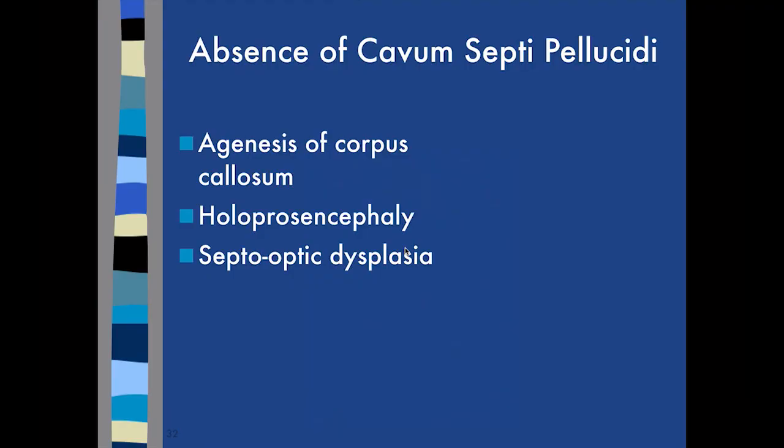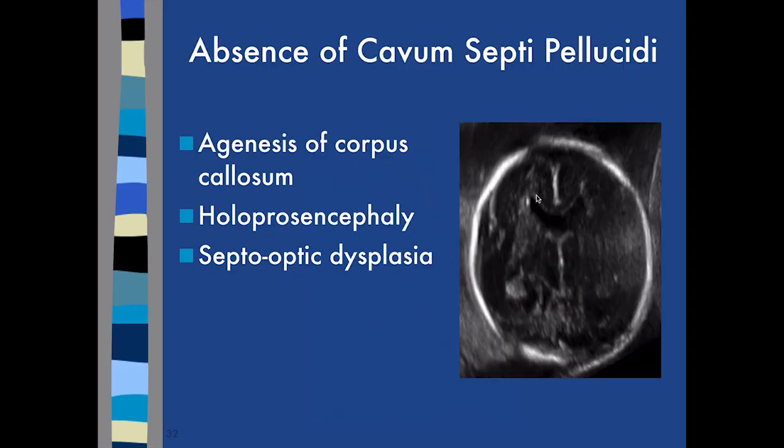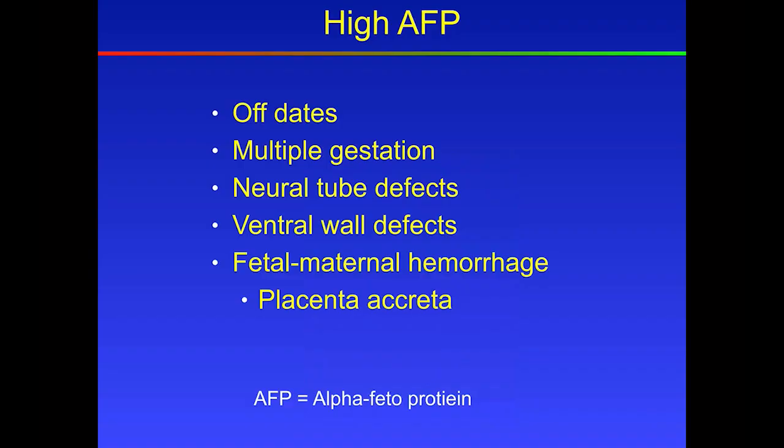Other causes of absence of the cavum septi pellucidi besides agenesis of the corpus callosum include holoprosencephaly and septo-optic dysplasia. And here's a case of septo-optic dysplasia where the frontal horns are continuous and you don't see the walls of the cavum that we should see.